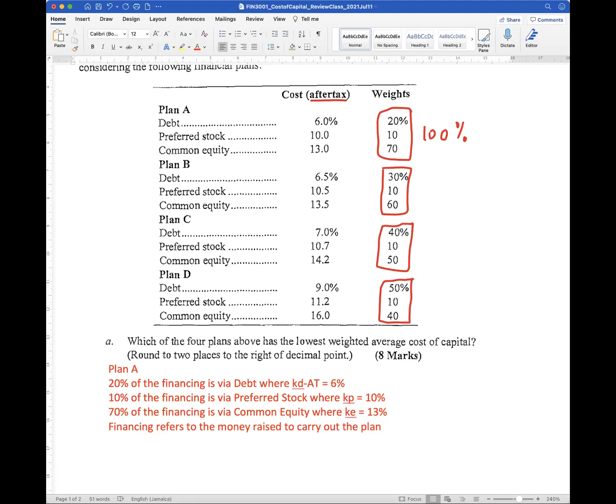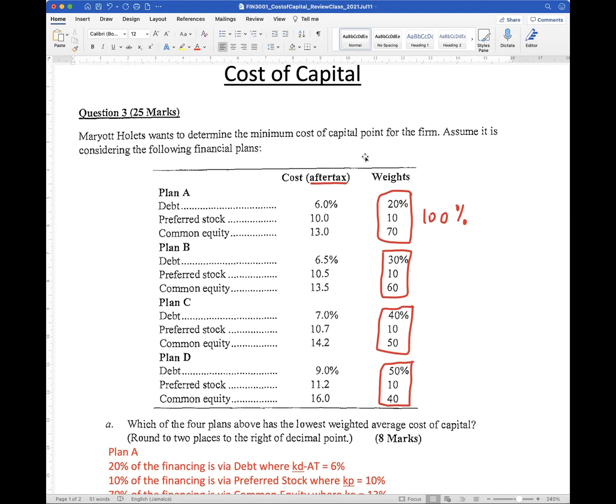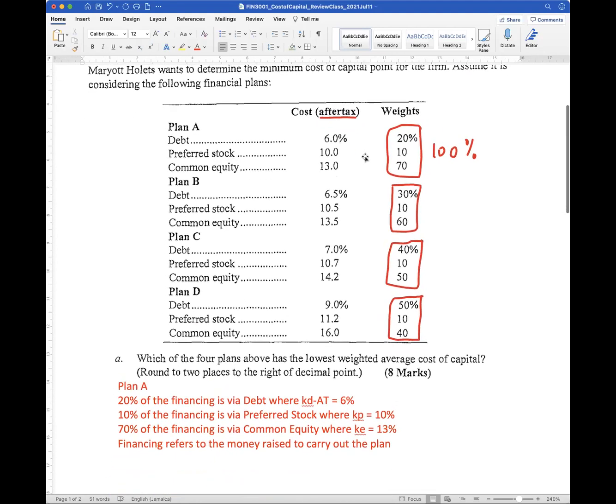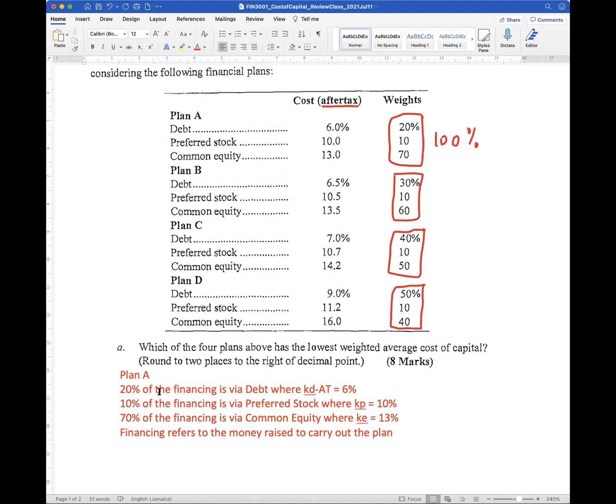So we have 3 plans. They haven't stated how much money is being raised, but whatever the amount is, 20% of it is borrowed money, debt. So 20% of the money is loans, 10% is preferred stock, and 70% is common stock. So here we go now. Based on this, we have 6%, 10%, and 13%.